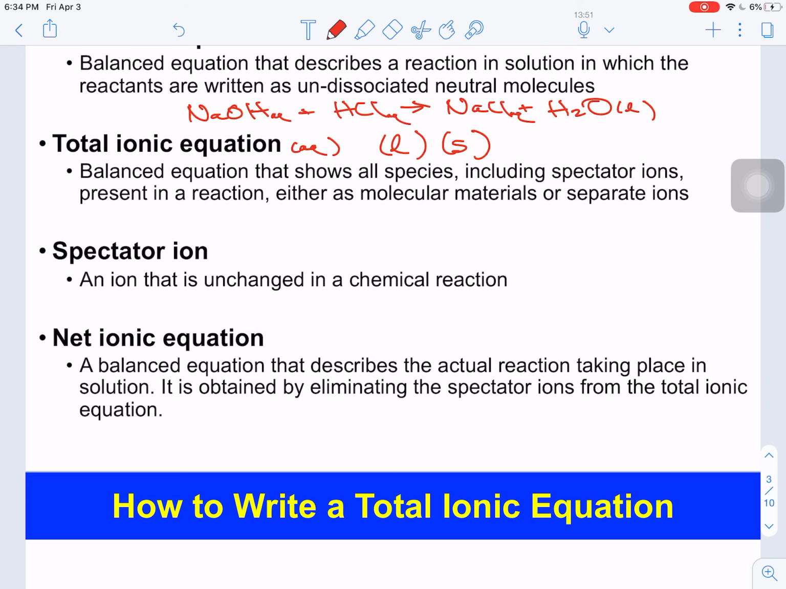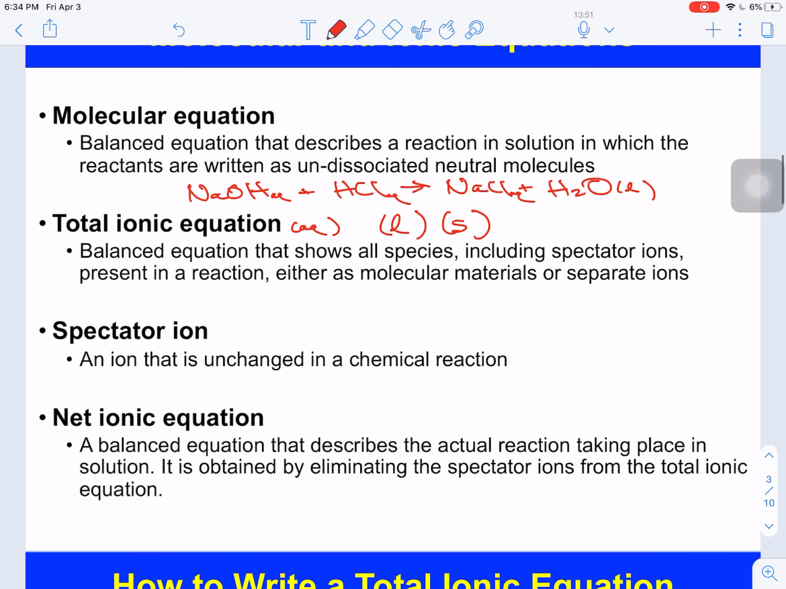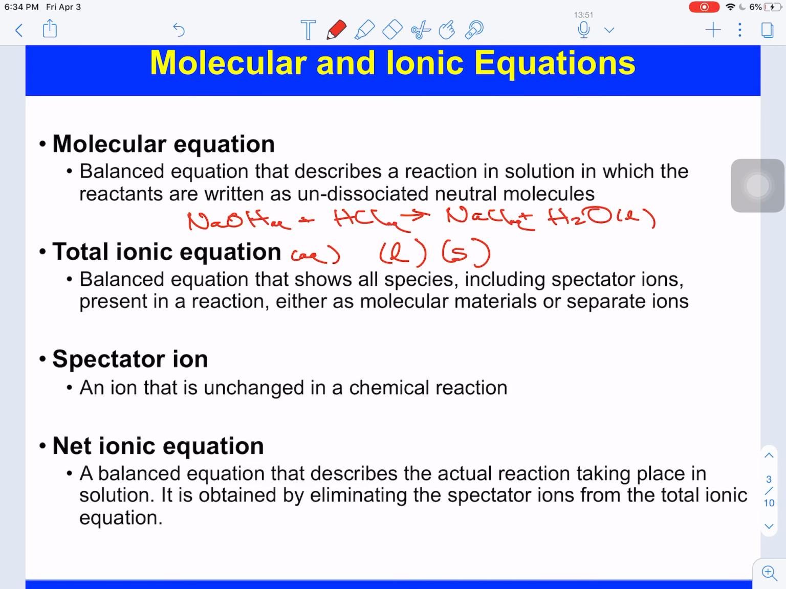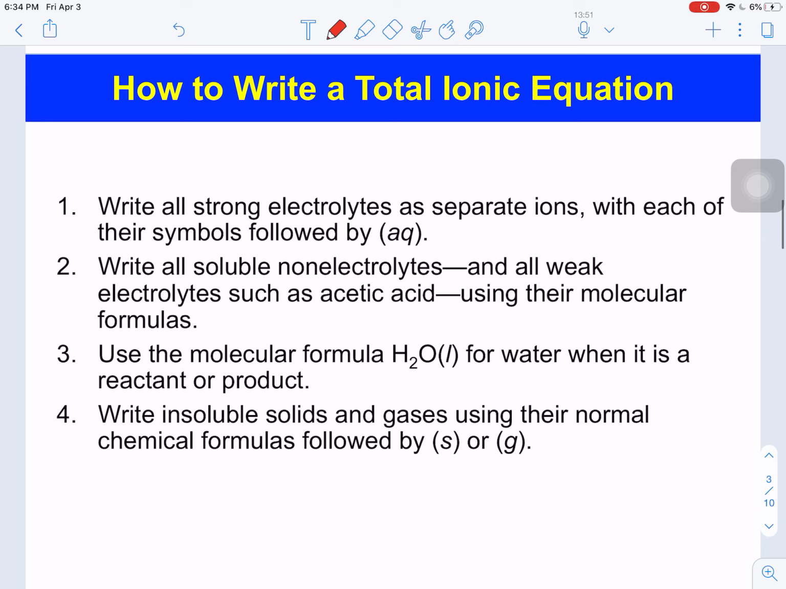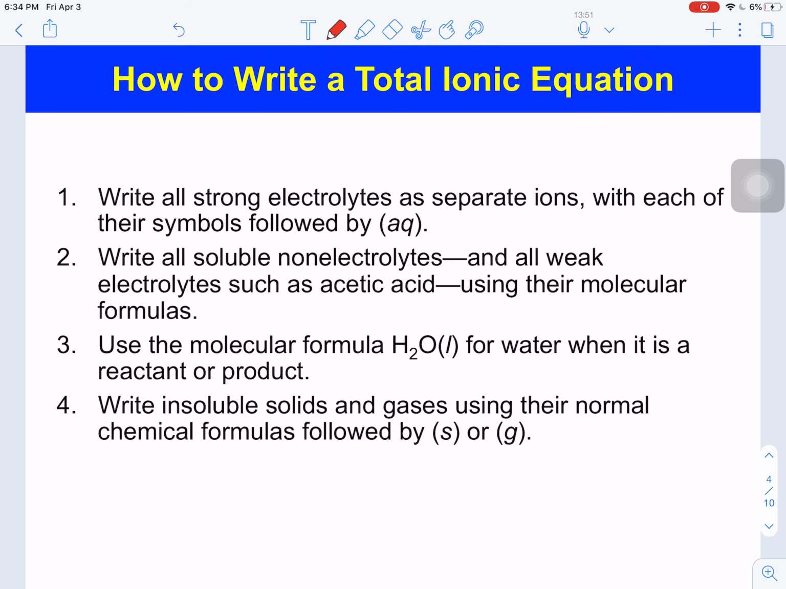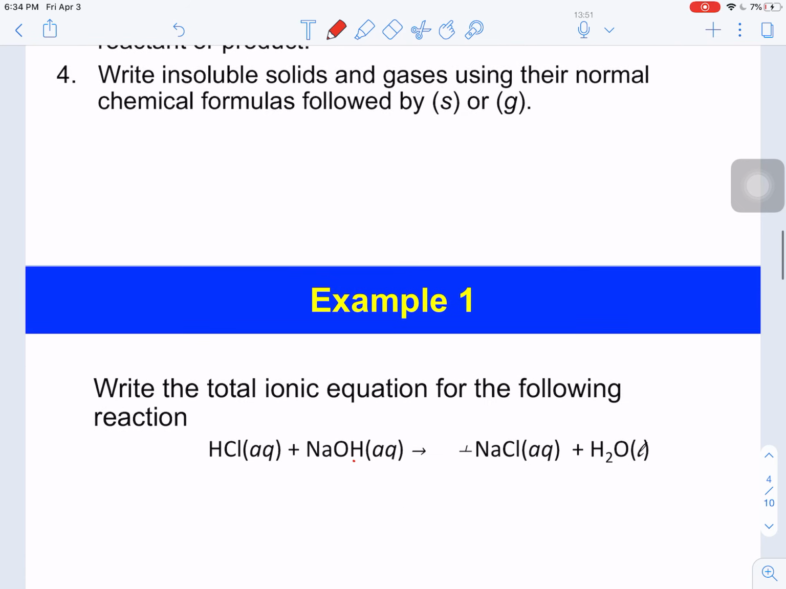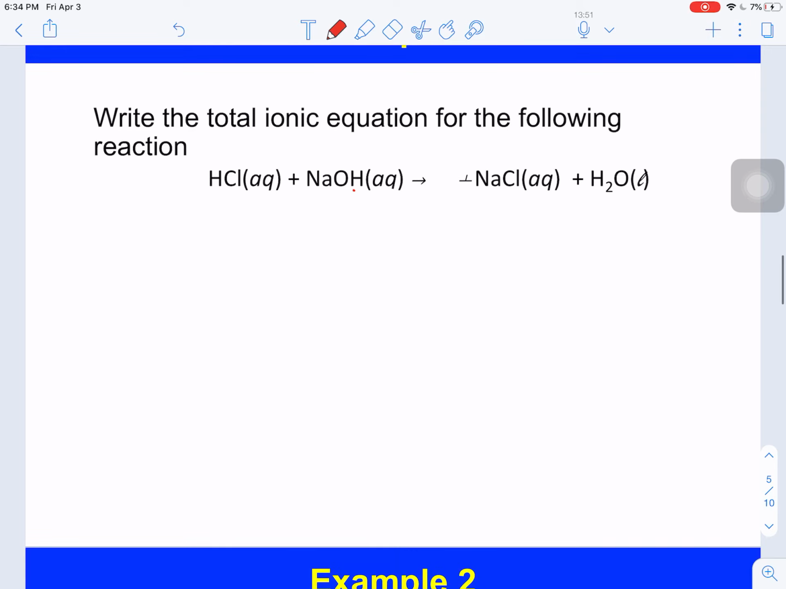Spectator ions are things that don't change from reactants to products. Those will become easier to understand when we start going over them. And then net ionic equation is the total ionic equation just without the spectator ions. So we're going to go over an example of that right now. These are just some written down rules. If it's easier for you to understand the written down ones, feel free to pause the video and take a look at those. All right, so here we have your example. It's the same formula I wrote above.